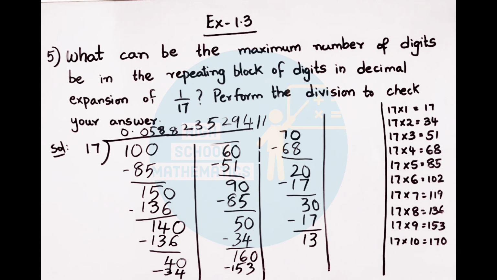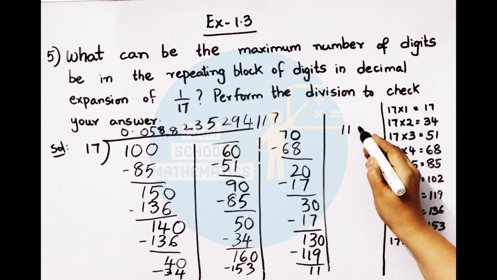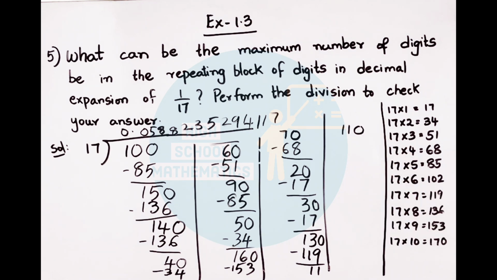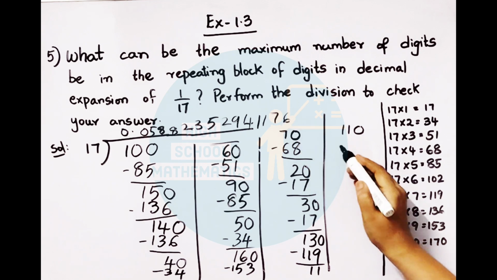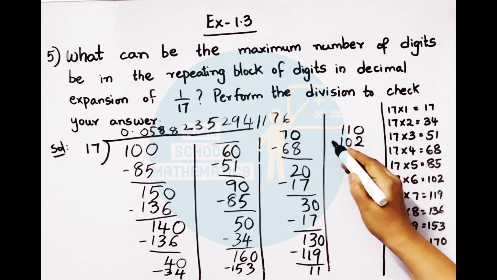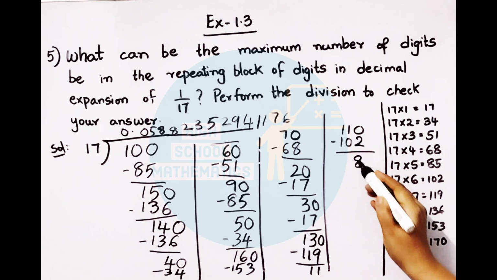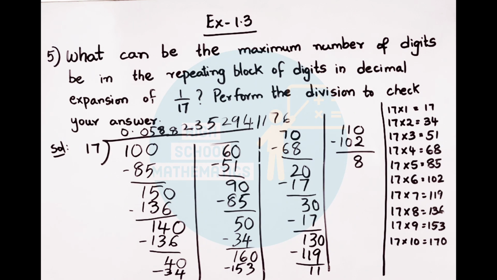13 is less than 17. Add a 0 here. Now the number is 130. 17 sevens are 119. When we do subtraction, we get 11 as remainder. 11 is less than 17. We shall add a 0. Now the number is 110. 17 sixes are 102. After doing subtraction, we get remainder 8. 8 is less than 17.